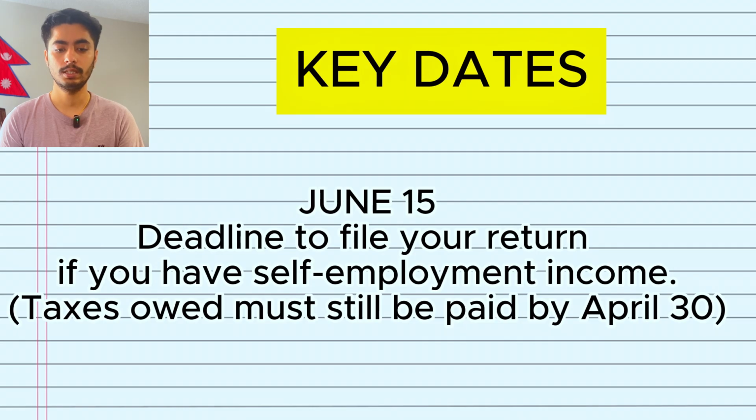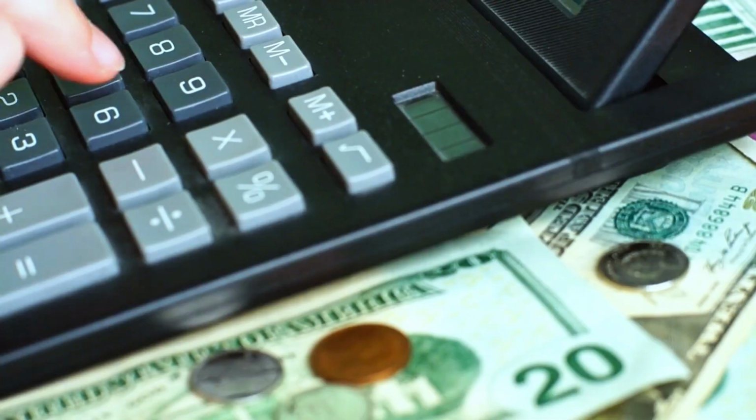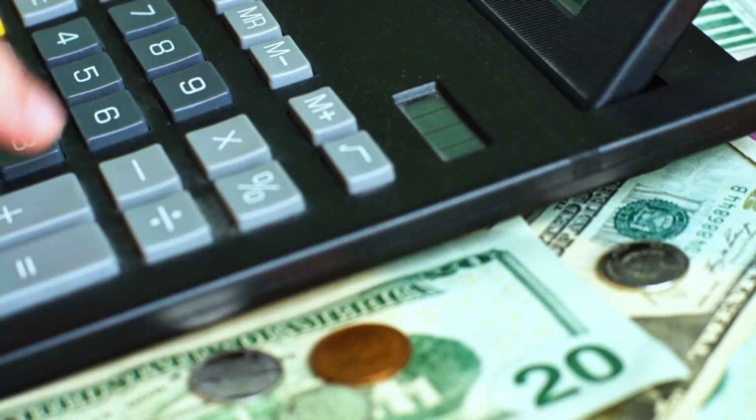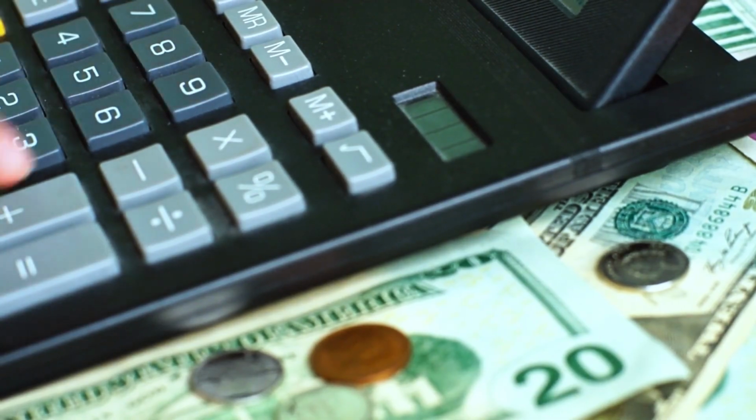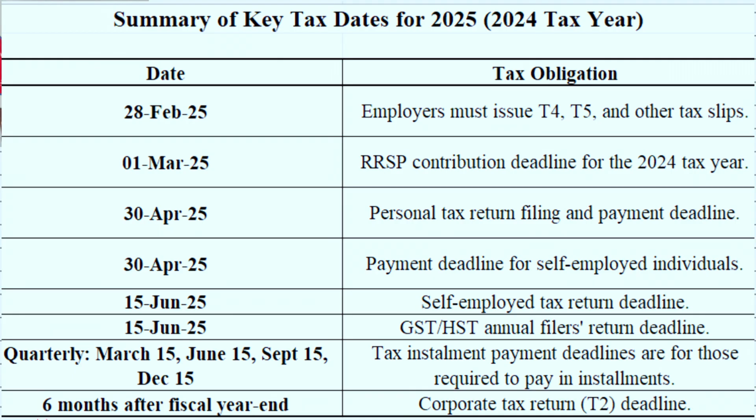June 15 is the deadline to file your return if you have self-employment income. However, taxes owed must still be paid by April 30 to avoid interest charges. For example, if you file on June 15 but you do not pay your taxes by April 30, interest will be charged on the unpaid amount from May 1 onwards. So I have given a table here. You can pause the video and look at it. These are some important dates and what needs to be done by that date.